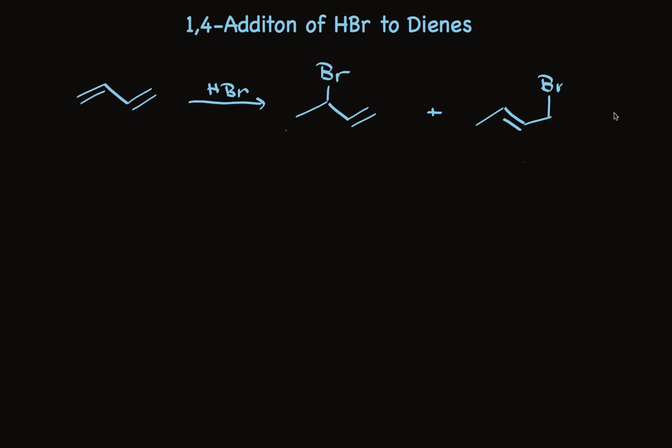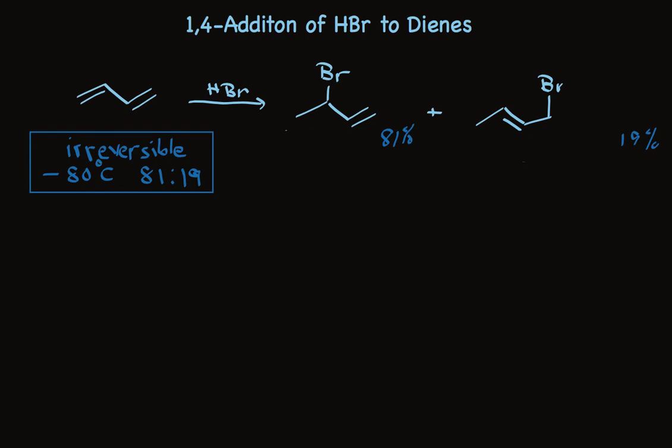But there's something else interesting about this reaction. The ratio of the products formed by 1,2 addition and 1,4 addition depends on the temperature that the reaction is run at. Look at these results. At minus 80 degrees, the ratio of the products is 81 to 19, favors the 1,2 addition. At this very cold temperature, this reaction is irreversible.